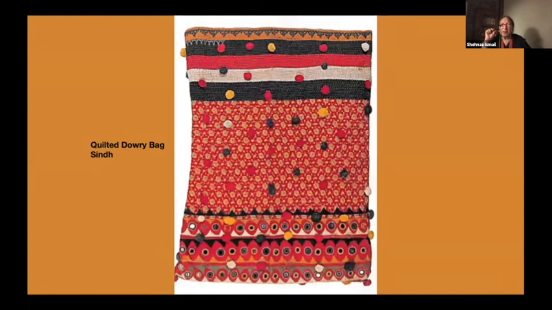This is a quilted dowry bag. Again, we are traditionally great recyclers and great conservators of material. And like Ruby said, you never throw anything away, and everything is so precious. This is just an example of using remnants of cloth and layering it with stitches, with tassels, and with mirrors, ending up with something so beautiful for a dowry bag.